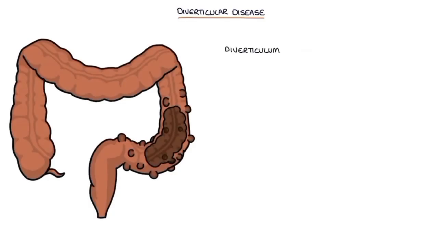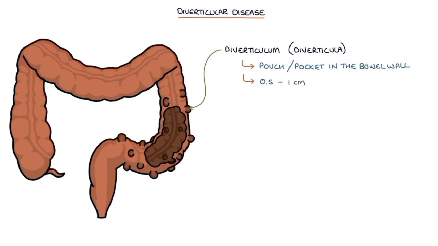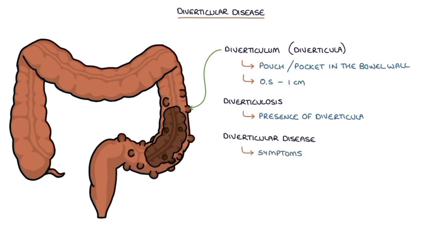A diverticulum, plural diverticula, is a pouch or pocket in the bowel wall, usually ranging in size from 0.5 to 1 centimeters. Diverticulosis refers to the presence of diverticula without inflammation or infection. Diverticulosis may be referred to as diverticular disease when patients experience symptoms. Diverticulitis refers to inflammation and infection of diverticula.